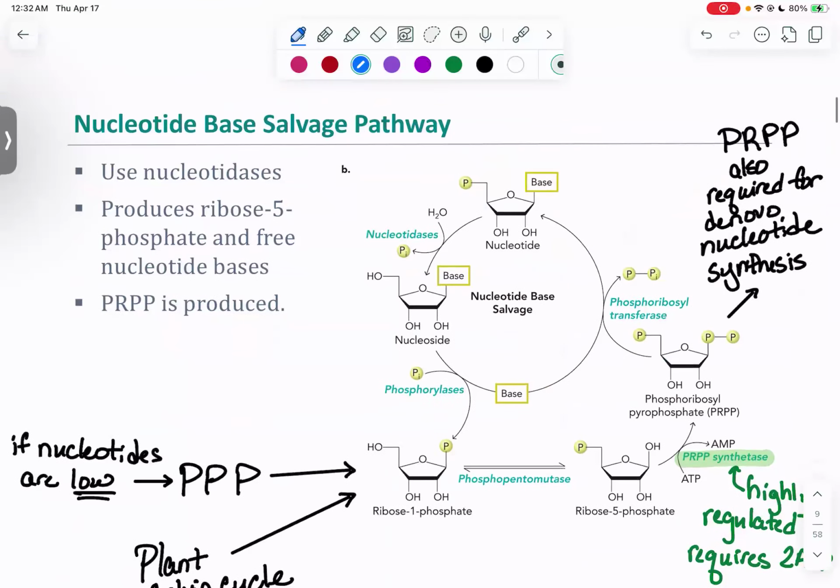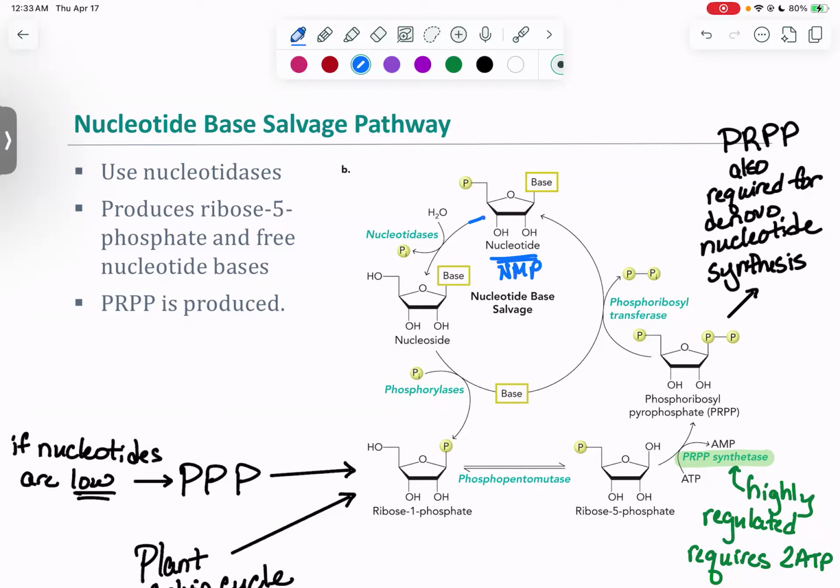Okay, so now what happens if I have my nucleotide? This is my NMP, and it's got one phosphate group and my sugar and my base. And I don't want that particular nucleotide. I have too many CTPs and I need Gs, whatever it is. You go through a similar process, but in this case, we have to break the base off of the sugar.